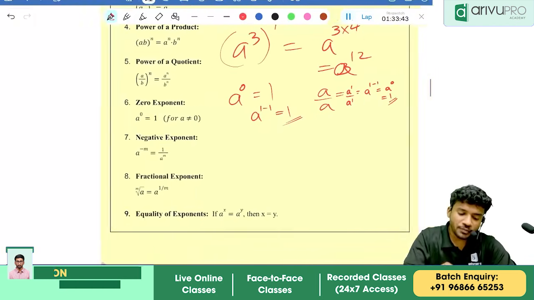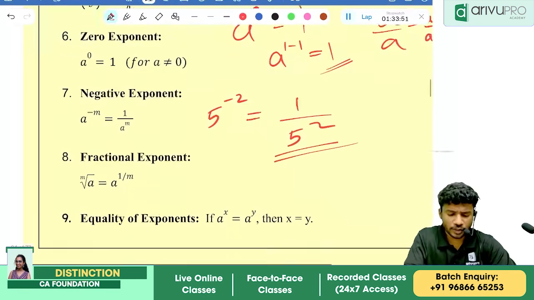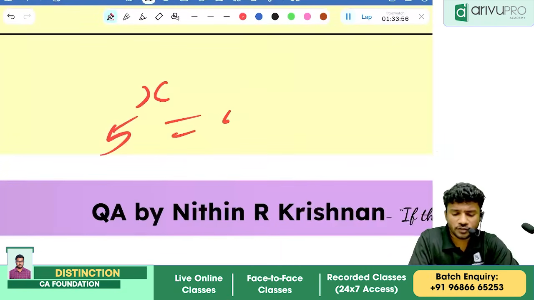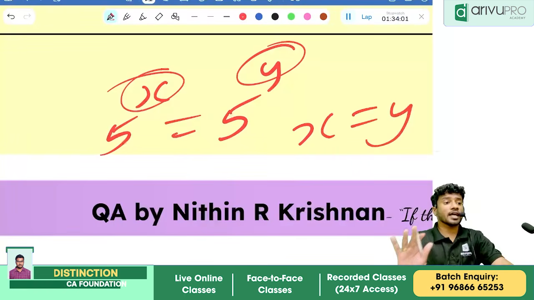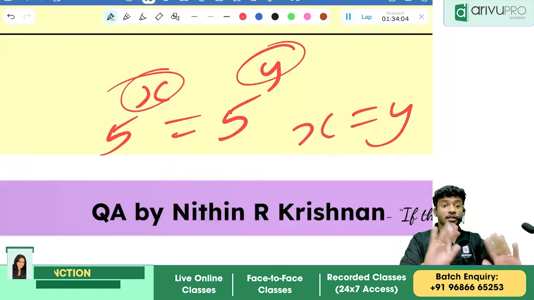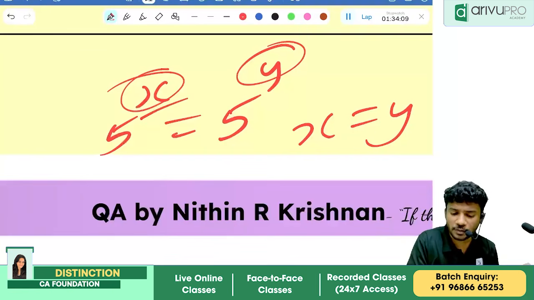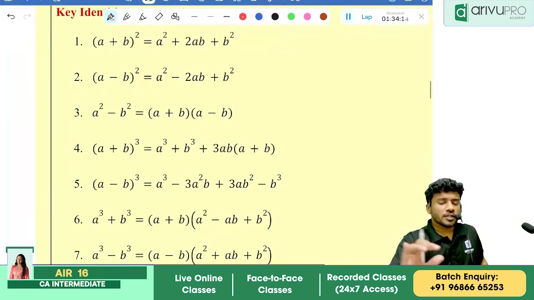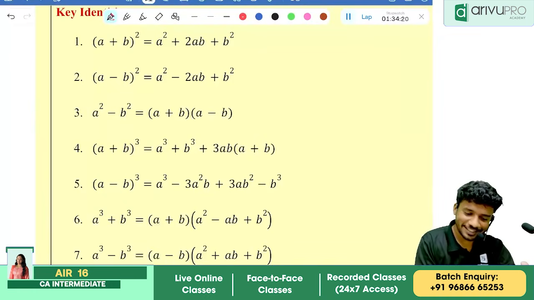Okay. Now people, next one, negative exponents, we already studied. 5 raised to minus 2 can be written as 1 divided by 5 square. Then square root and all we studied. Then people, what if 5 raised to x is equal to 5 raised to y? The x and y should be equal. 5 square can be equal to what? 5 square only. 5 square cannot be equal to 5 cube. 5 square is always equal to 5 square. So, when both of them are equal, x will be equal to y.